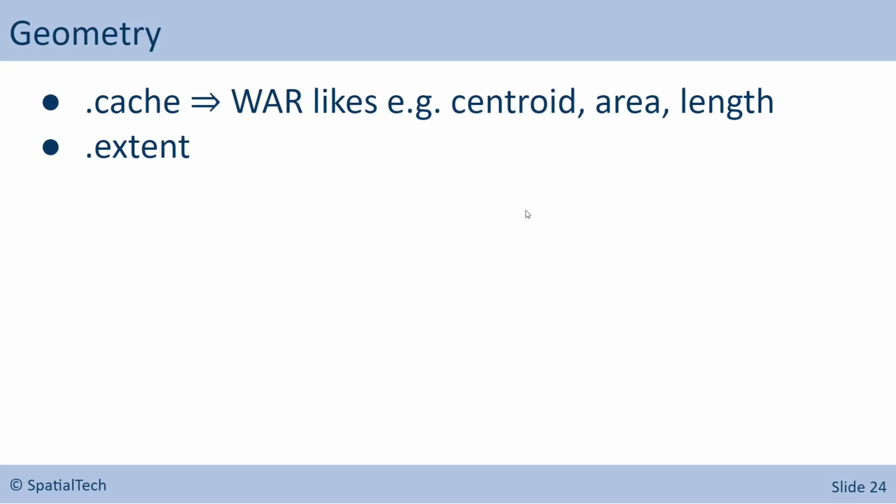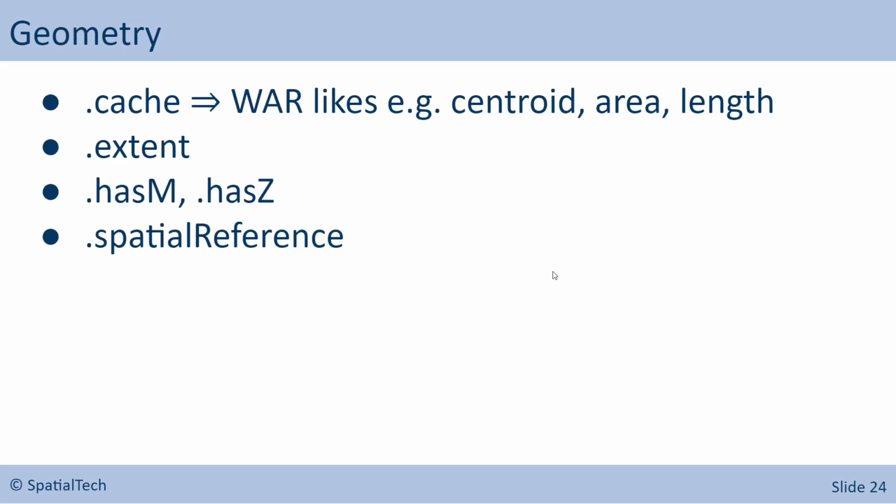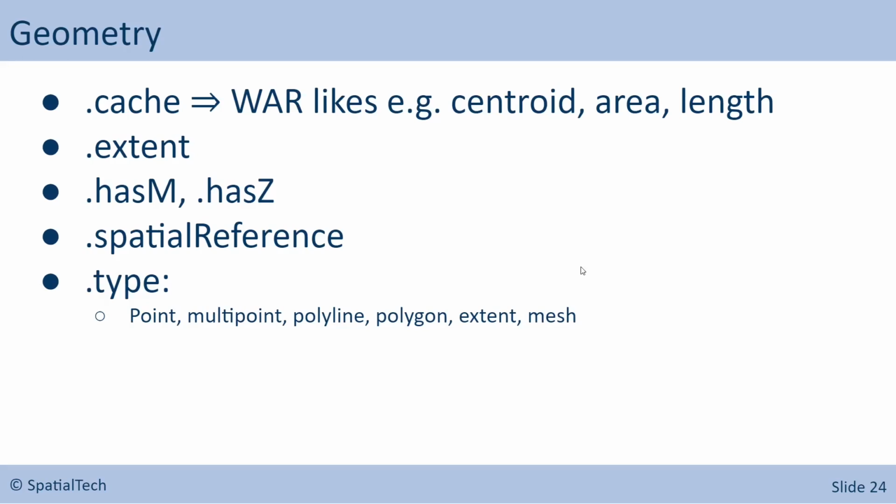Even though the extent would be very small, does it have measures? Does it have Z? Are you dealing with 3D stuff? Right. Spatial reference is pretty important, right? Especially if the geometry you're dealing with is in a different spatial reference than the map or layer that you're looking at. What's going to happen? And then its type, right? Point, multipoint, polyline, polygon, extent, and mesh.